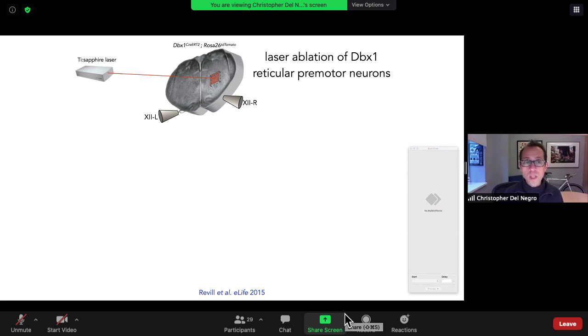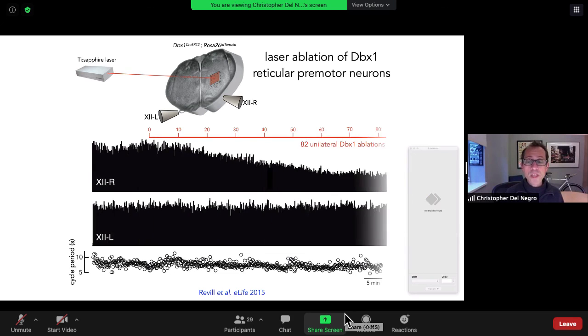And we also only applied the technique unilaterally, so that each slice, if it was recorded for both nerve rootlets, would be its own control. So here's the experiment. Only ablating on the right-hand side decreased the motor output on the right. It had no effect on the left, and indeed the cycle period was not affected either, suggesting that we were ablating predominantly a premotor population and not a rhythmogenic one.